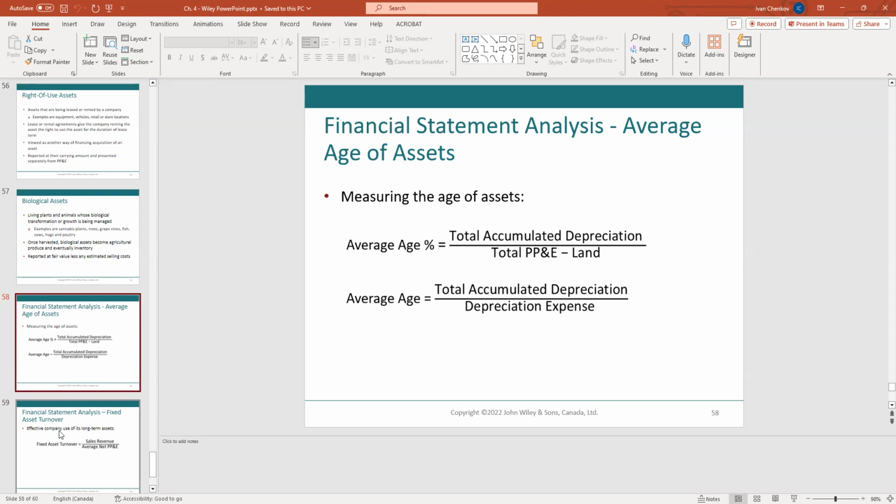How are we going to measure the age of the assets? That will be something interesting. That will be the total accumulated depreciation divided by the total assets less land. Why are we going to deduct the land? Because land doesn't depreciate. Land is the only asset that doesn't depreciate. Average age will be the total accumulated depreciation divided by depreciation expense.